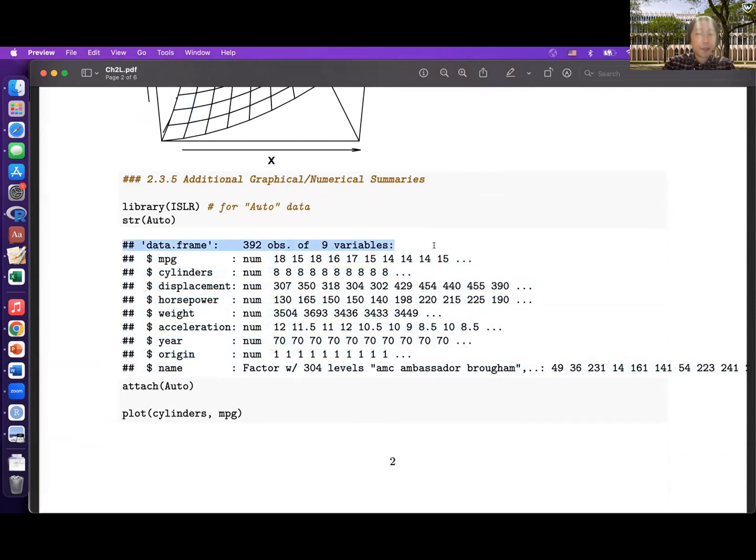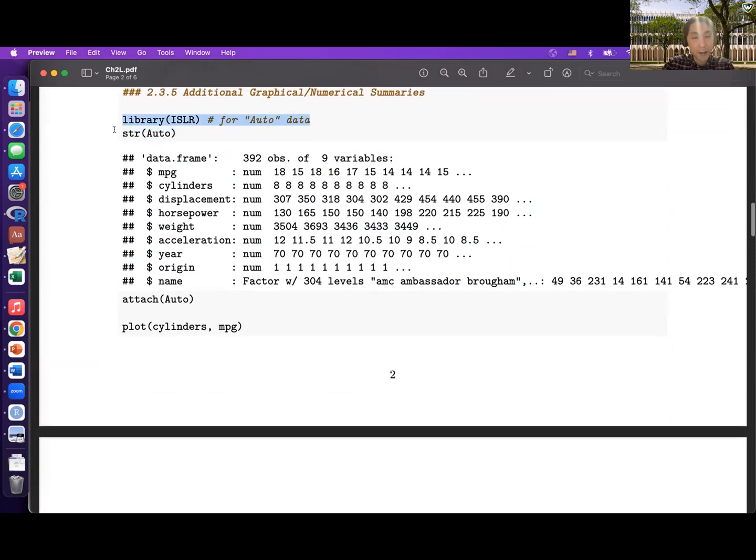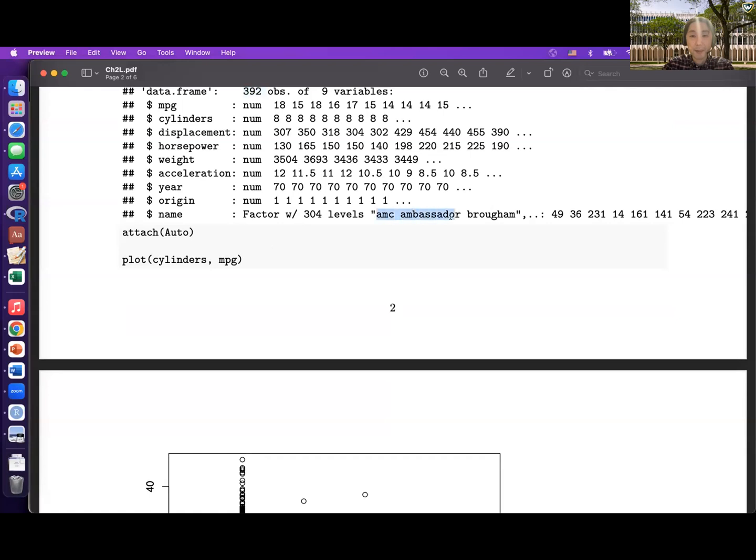And the next one is graphical and numerical summaries. So we use this ISLR package. This package was developed by the authors of the textbook. And this data set is the Auto data set. So we have 392 different models of automobile. And each line is a model, and it has some specifications, such as miles per gallon, the fuel efficiency, the number of cylinders, displacement, horsepower, weight, acceleration, year, and origin. Origin is either Europe or Japan or US, so it's a category. And the name. So AMC Ambassador Brougham. I don't know this car, but this is the data set.